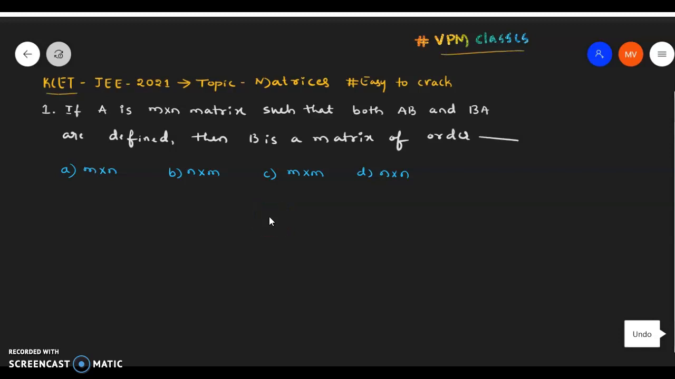So today we will take up the chapter Matrices. We'll work through some questions from KCET as well as JEE, which are easy to crack. So here is your first question.